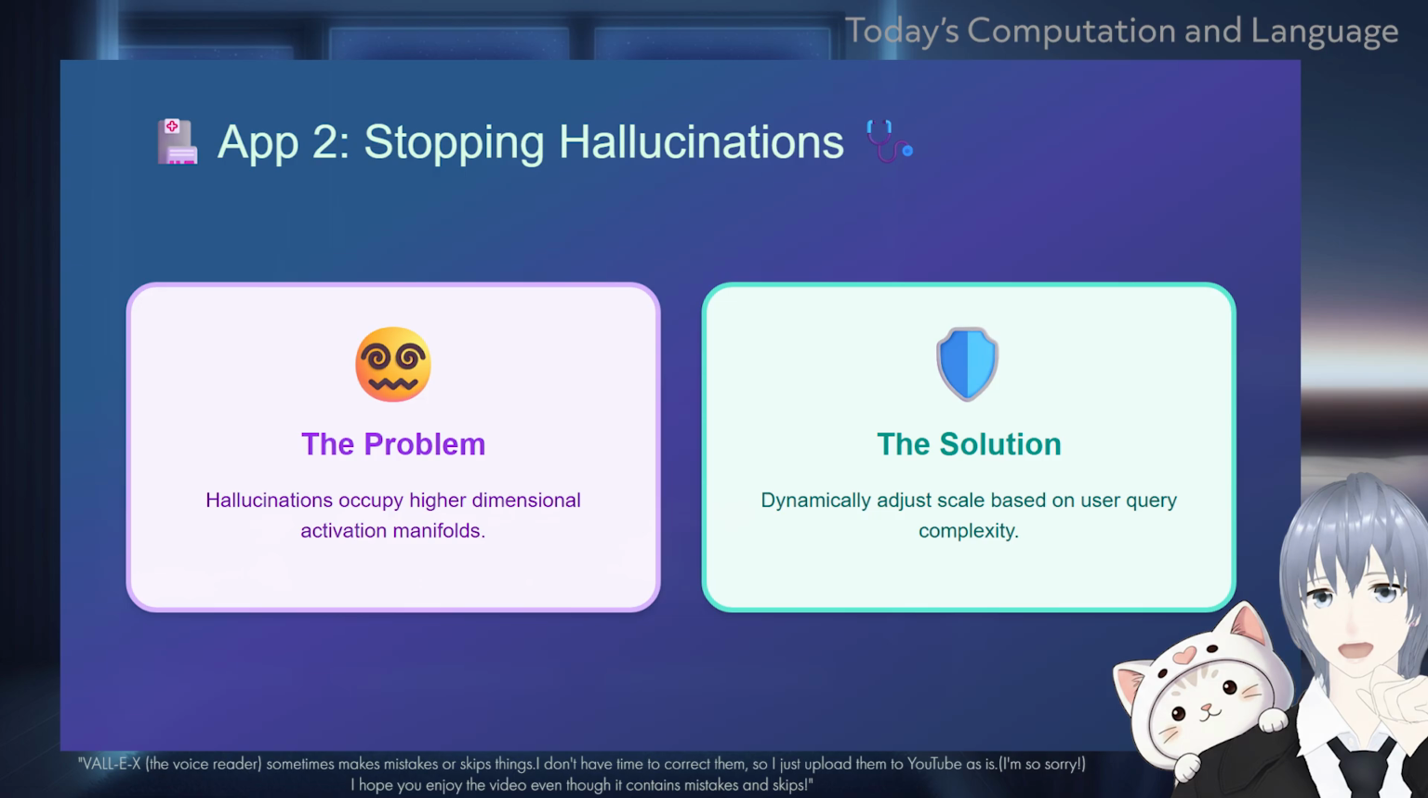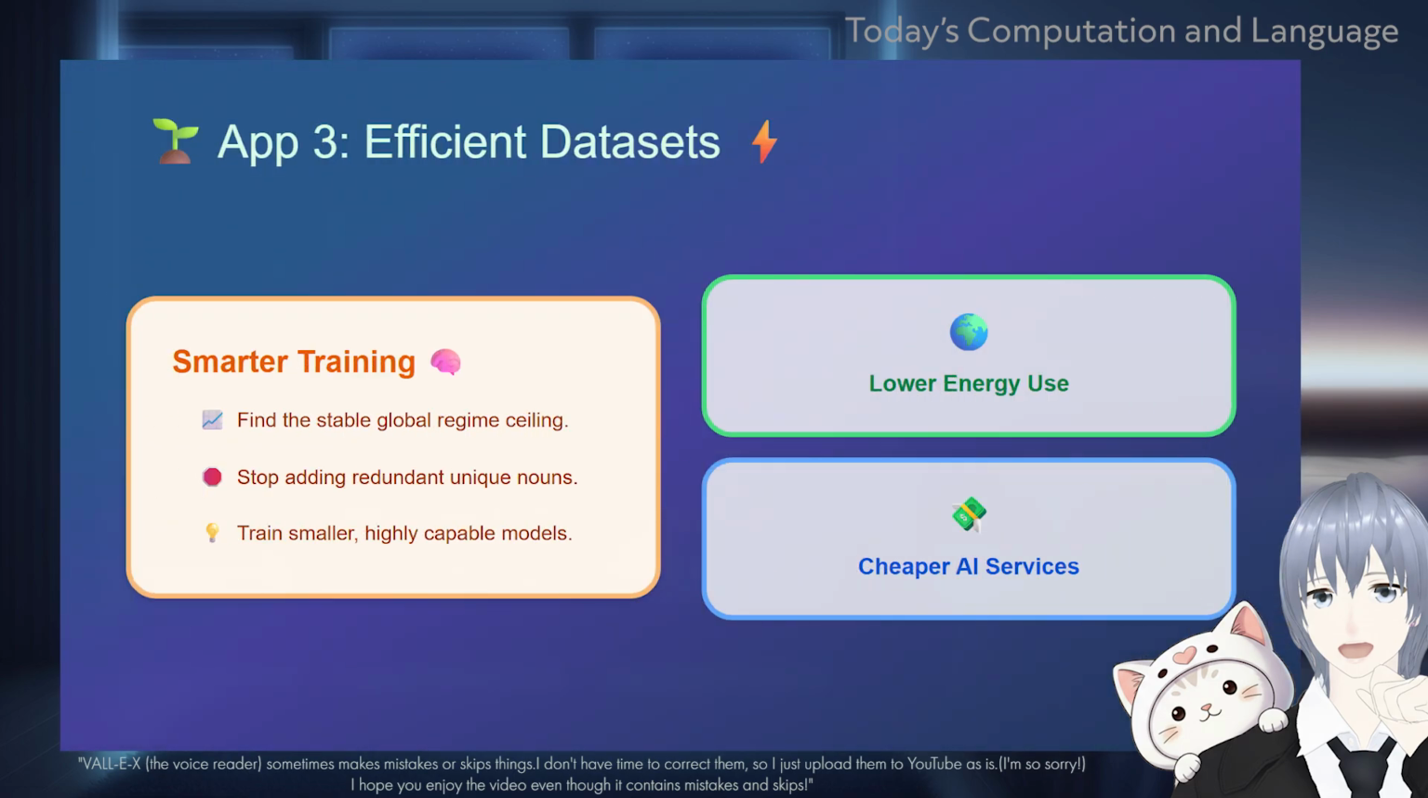This application directly impacts everyday life by doing this. Chatbots are significantly less likely to lie or confidently give us false medical or legal advice. The third specific application example is creating fairer and more efficient training datasets for future artificial intelligence models.